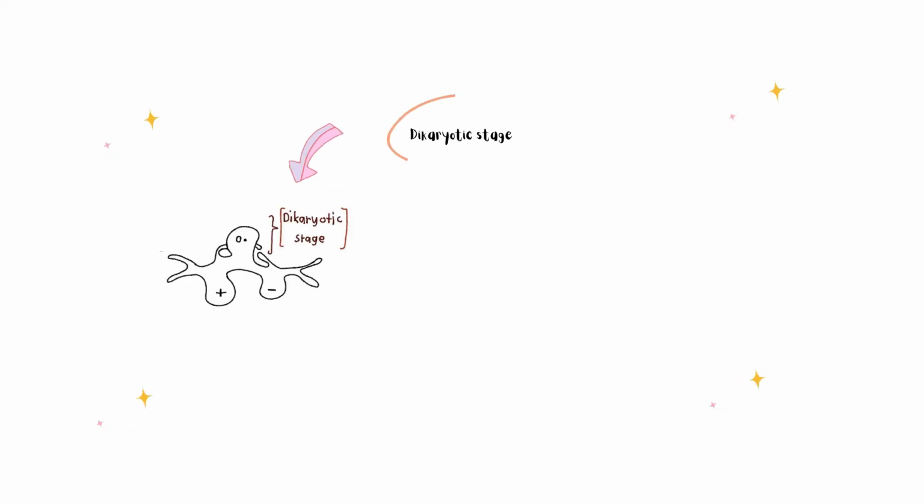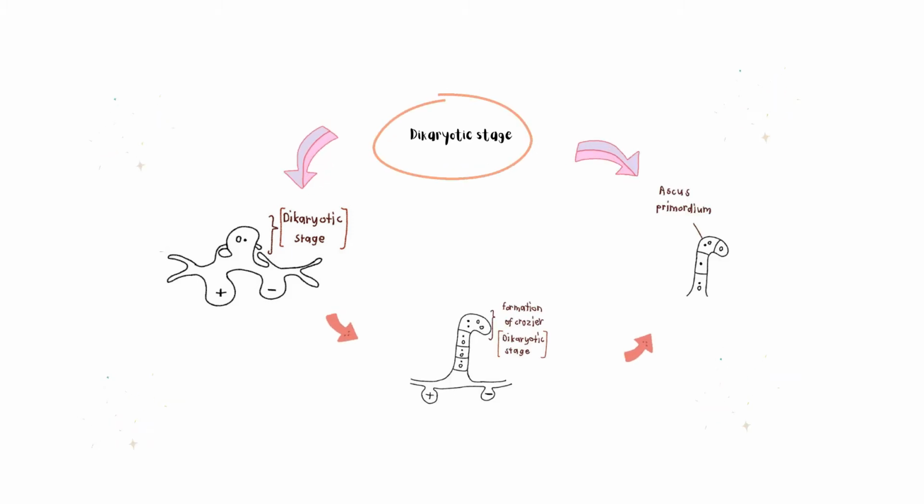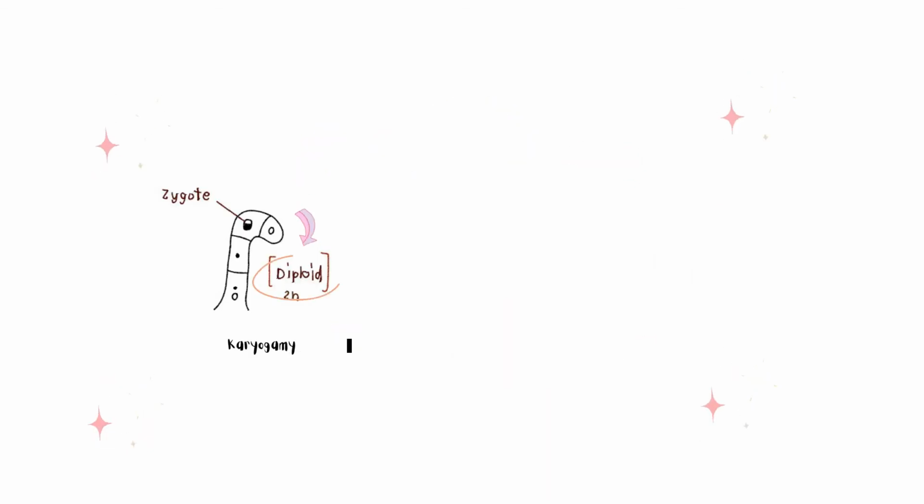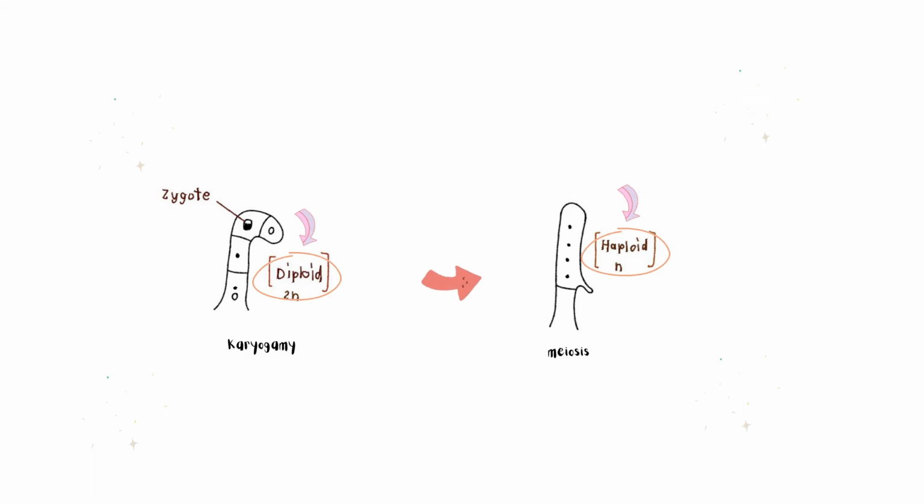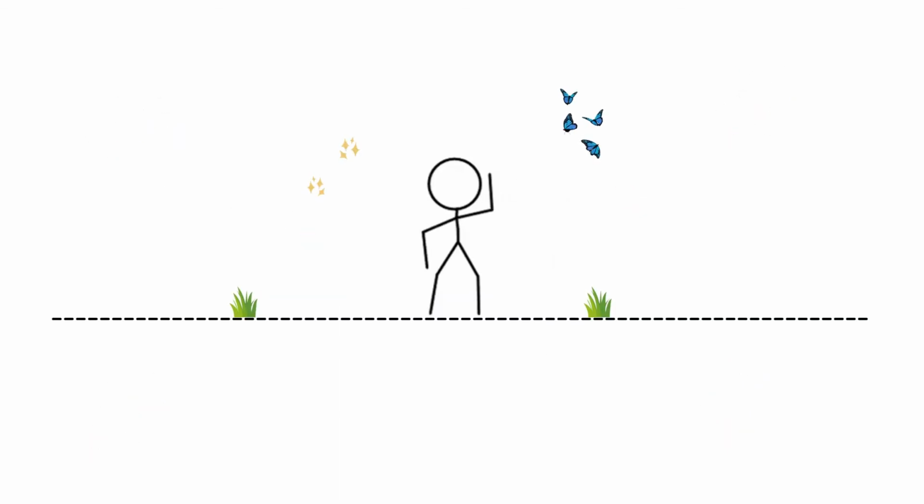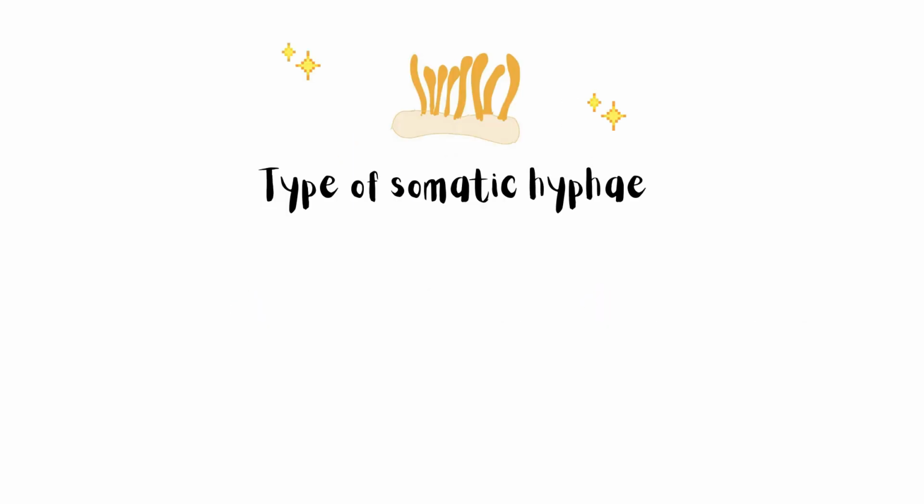Based on this life cycle, the dikaryotic stage started to occur after the transferring of minus nuclei from the antheridium into the ascogonium until the formation of ascus primordium. The diploid stage of Cordyceps militaris can be seen after the karyogamy process occurred. After the meiosis, the diploid stage then will turn back to haploid stage. Next, I will pass to Subishan. Subi will explain further about the type of somatic hyphae that these species produce.